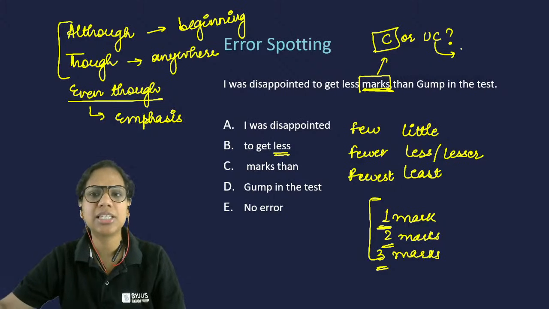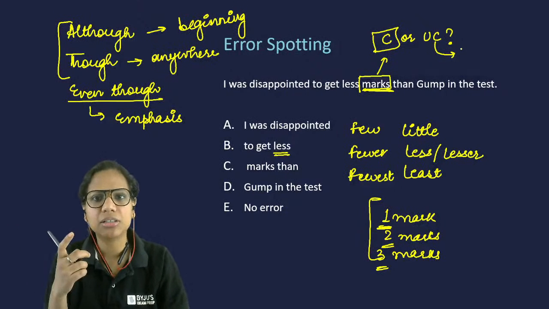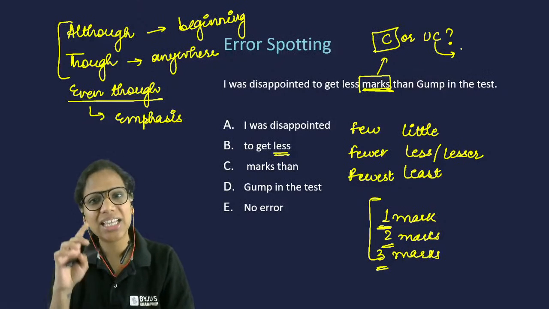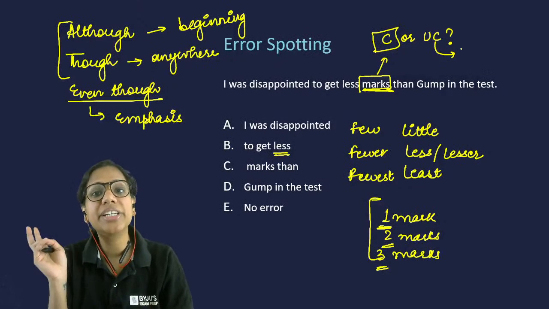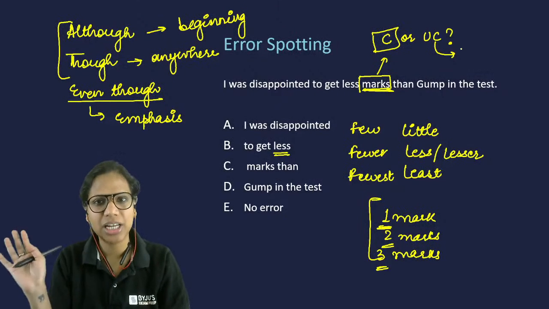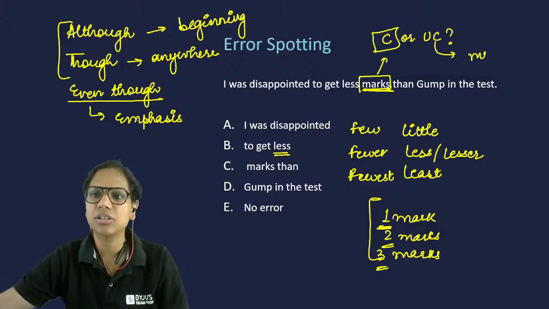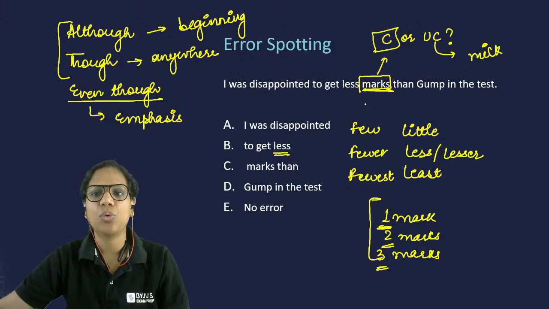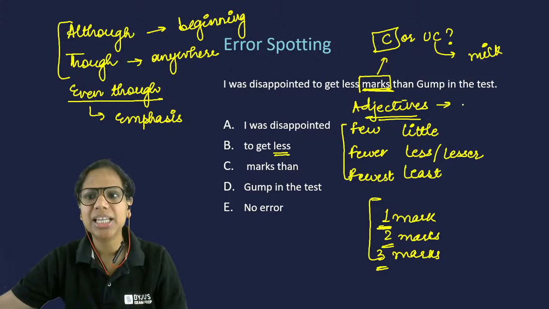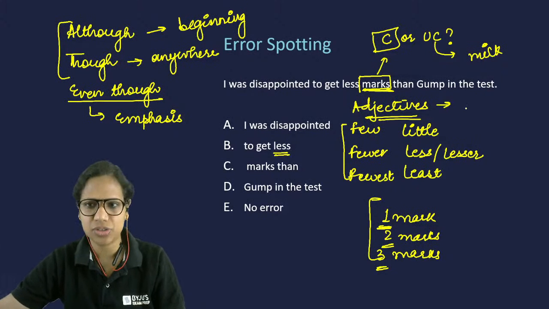So let's take milk. I cannot say 1 milk, 2 milks, 3 milks. So it is uncountable. I can say 1 liter of milk, 2 liters. Then what is countable? Liter is countable. Milk is still not countable. Now, few and little are adjectives of quantity. That's why they are sometimes also called quantifiers.